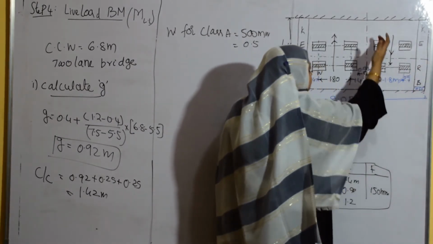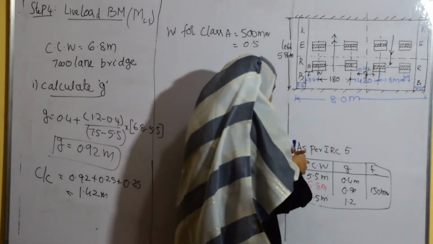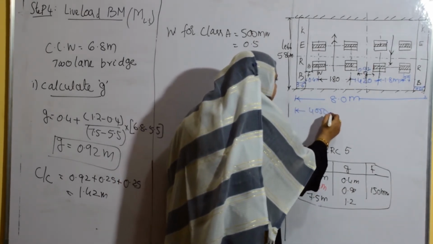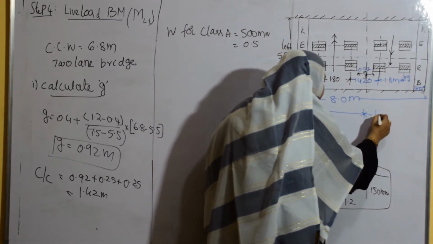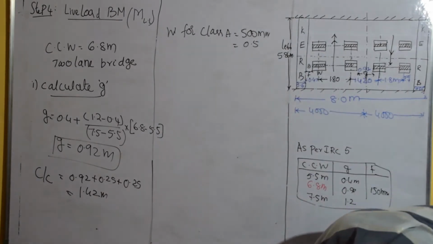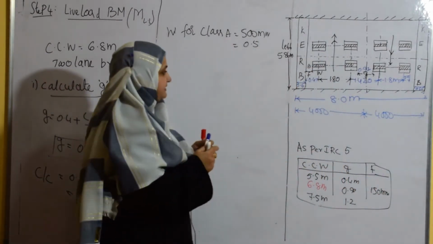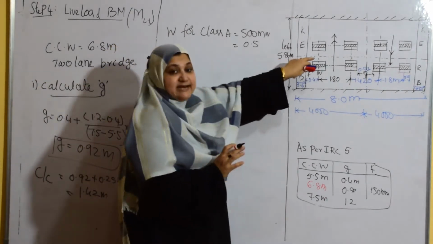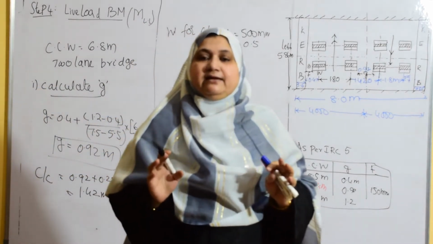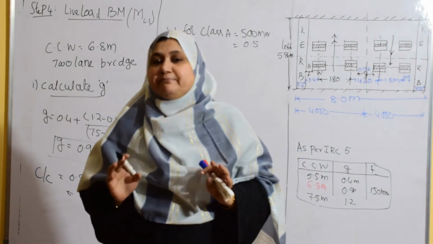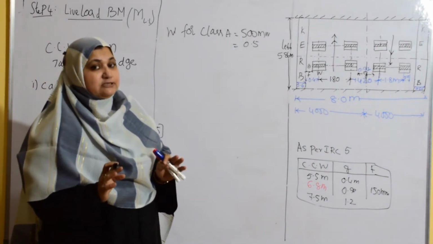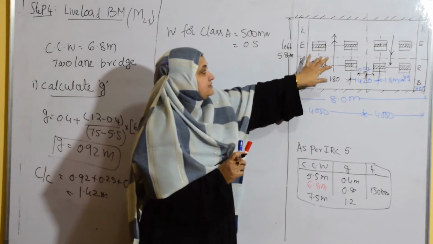This is 8 meters, so exactly at 4 meters you have to draw the center line. This is 4 meters, this is 4 meters. You have to place to create the maximum bending moment, because we always design the slabs or any RCC member for maximum bending moments. So you have to place the wheel load, that is the highest axial loads, symmetrically across the CG of the road.